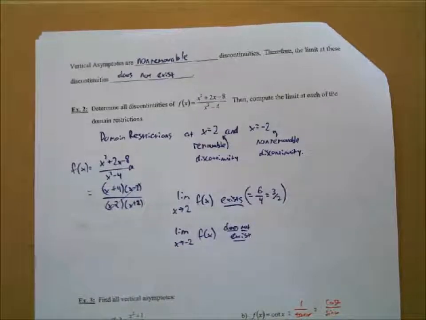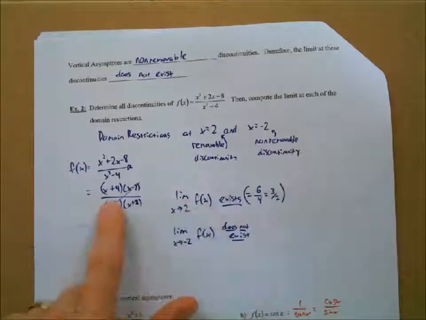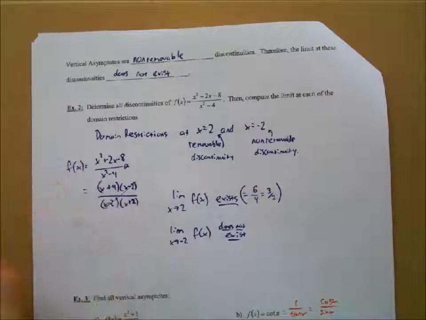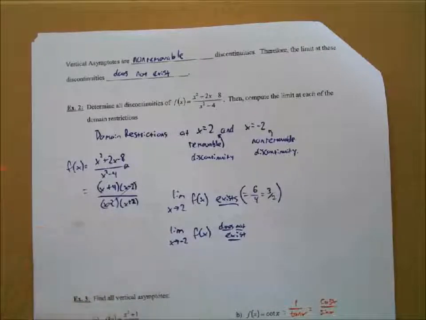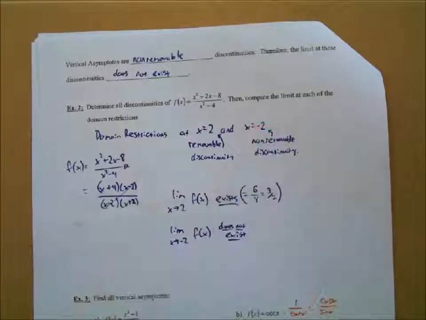Compare that to the other discontinuity at negative 2. Again, we factor and cancel those x minus 2's, but if I plug negative 2 in, I'm still going to get 2 over 0, which is not indeterminate, it's undefined. And so we have a vertical asymptote there. Non-removable discontinuity at that negative 2. So that's all we were asked to do there.